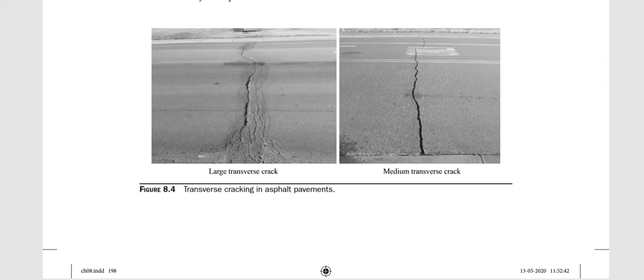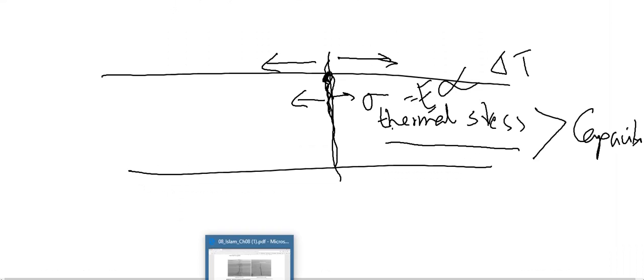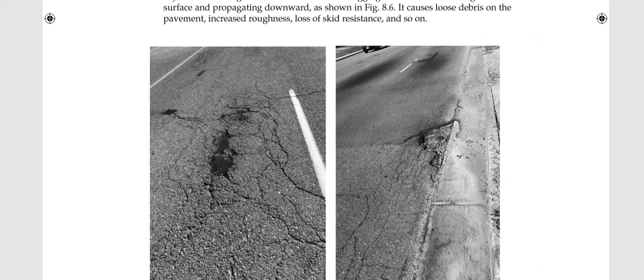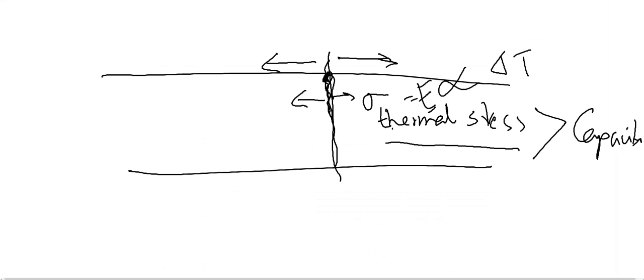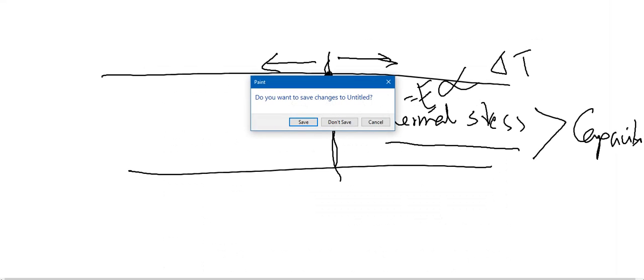Now, these are the four major cracks that we consider when we design pavement. In the next video we will discuss the minor distresses. But before that, something to tell you, the summary.